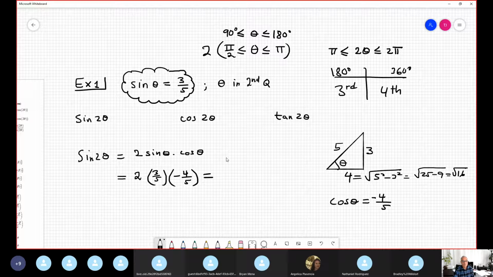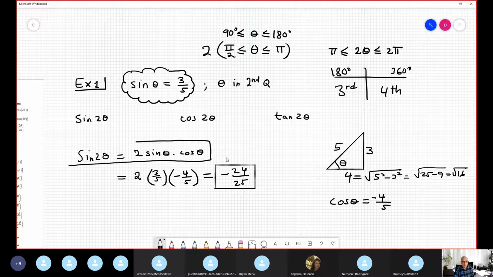It's negative over 25. This is 2 times 3 is 6, times 4 is 24, negative 24 divided by 25, because 5 times 5 is 25. Entonces, the sign of the double angle is negative. Okay, no problem, I understand. Using the formula of the sine double angle, you don't need to know exactly what quadrant it lies in. The formula gives me the sign.